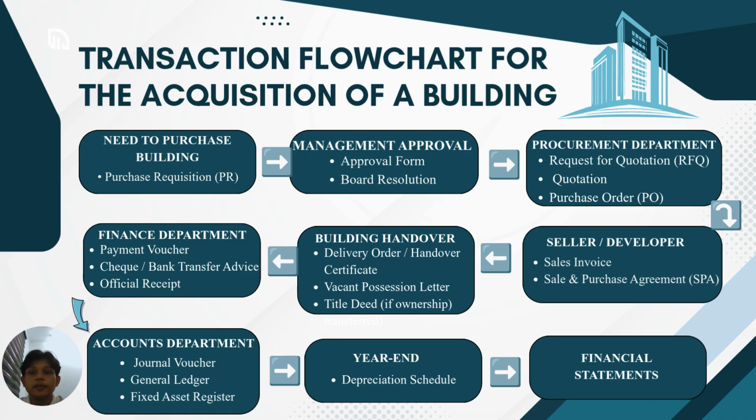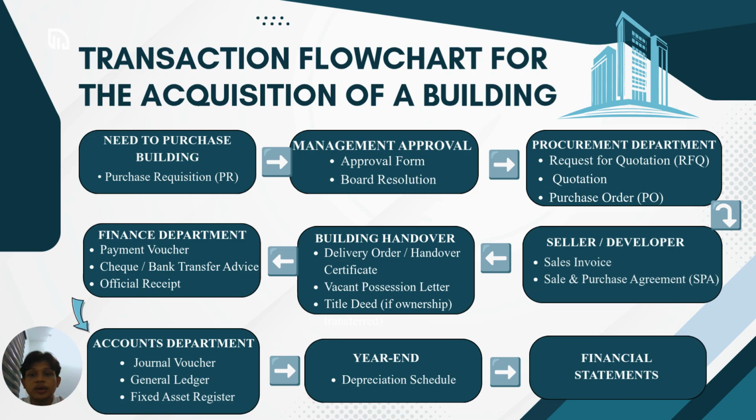All right, next is step 5, which is building handover. When the building is ready to be handed over to the company, the company will receive a delivery order or handover certificate document as proof of handover of the building. It is sent with the vacant possession letter. The title deed document is needed if you want to transfer the ownership from the old owner to the new owner.